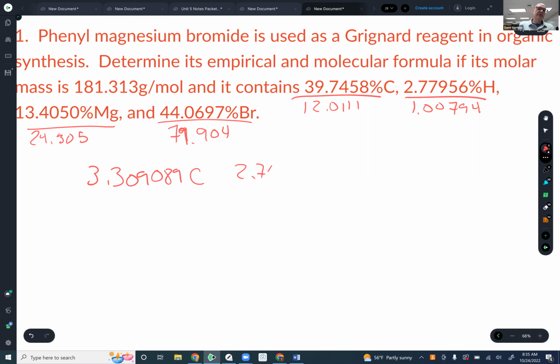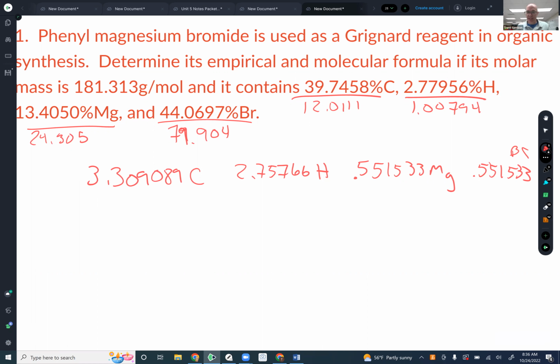So I've got 2.75766 of hydrogen. I've got 0.551533 of magnesium, and 44.0697 divided by 79.904, and I get another 0.551533 for bromine.